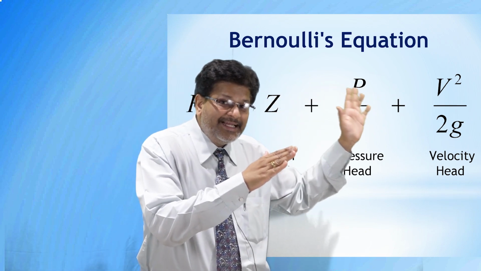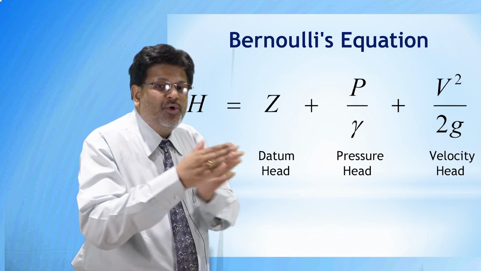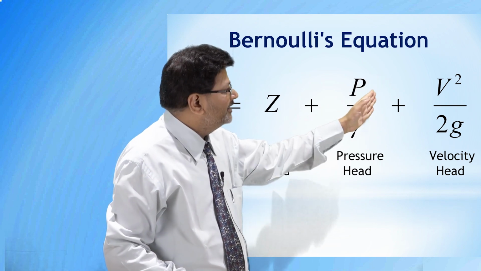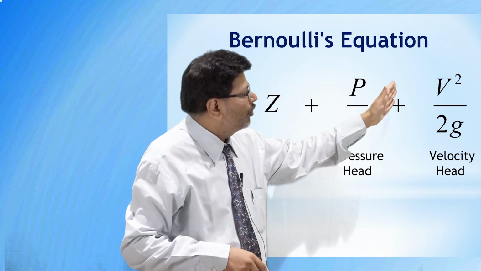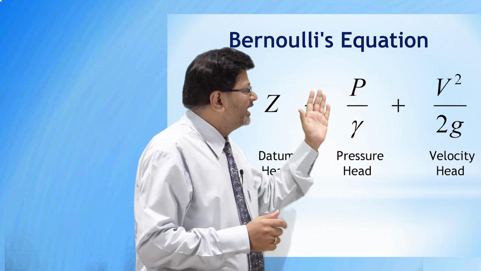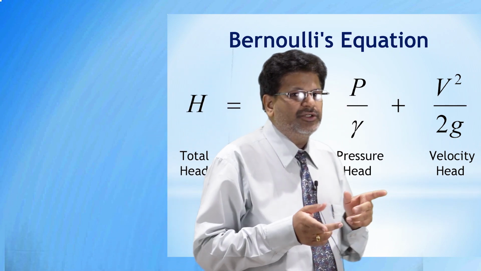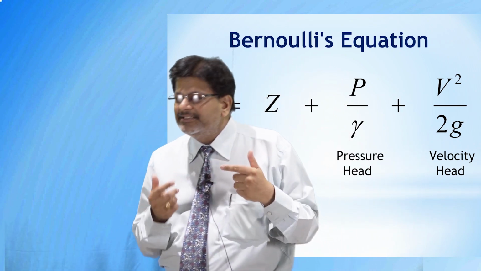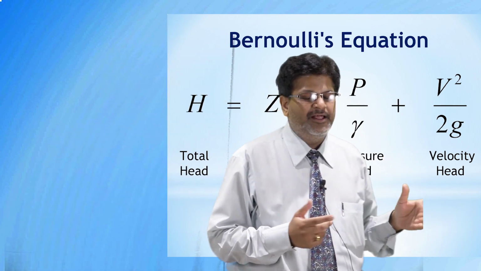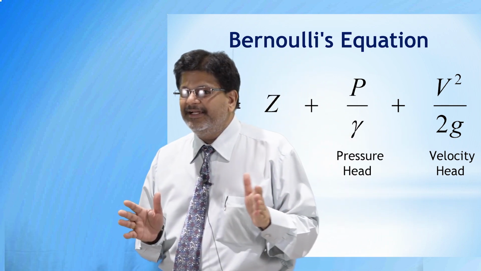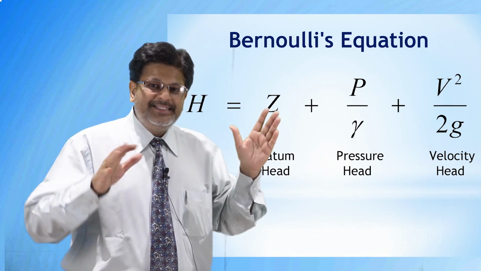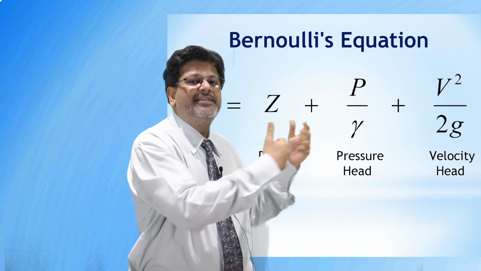Now for Z to increase, somebody has to contribute to this Z. It means if Z is increasing like this, then either P by gamma has to be reduced or V square by 2G has to be reduced, or both of them have to be reduced to some extent, then only Z can increase. And this is how the total head is constant, and whenever there is some change in some of the heads, then the other two heads are also getting affected, but the summation of all these three heads is always constant, and that is equal to H. Whatever changes are occurring, these changes are occurring among these three heads only.